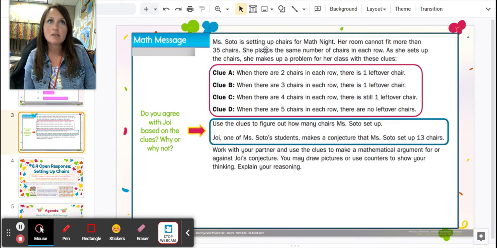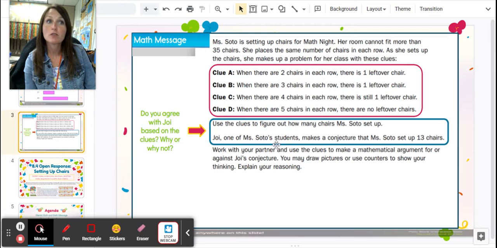Now this is actually our lesson today, but I want you to see right here and see if you agree. So it says Miss Soto is setting up chairs for math night. Her room cannot fit more than 35 chairs. She places the same number of chairs in each row. As she sets up the chairs, she makes up a problem for her class with these clues. Okay, so here are the different clues. I'm not going to read them right now, but I want you to look them over and figure out if one of her students was correct.